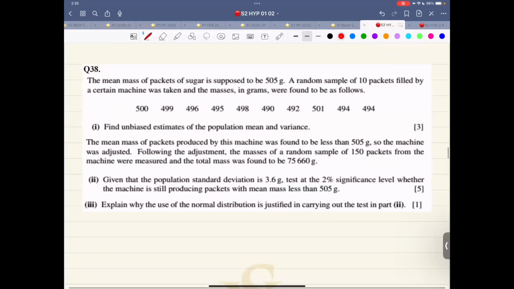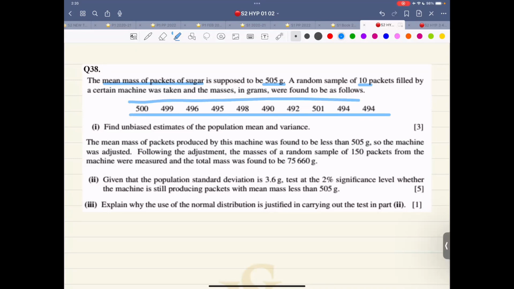So now let's read this question. Let's underline it. Now I'm getting the highlighter ready. The mean mass of packets of sugar is supposed to be 505 grams. A random sample of 10 packets filled by a certain machine was taken and the masses in grams were found. And this is the mass of 10 packets. First part: find unbiased estimate of population mean and variance.